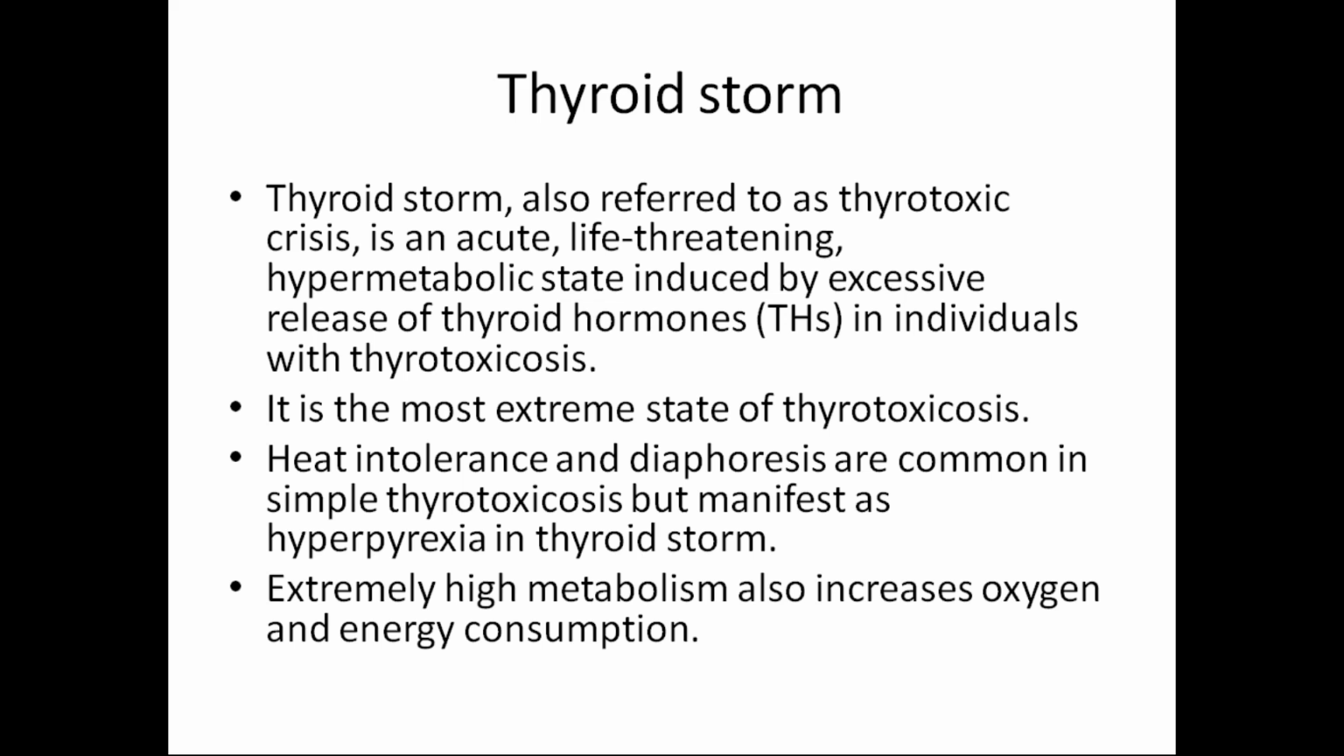Whatever signs and symptoms we have seen in thyrotoxicosis, we'll see them in extremes. There will be heat intolerance and diaphoresis. It is common in thyrotoxicosis, but the heat intolerance will manifest as hyperpyrexia in the thyroid storm. The temperature will go to around 106 degrees Fahrenheit, which is very dangerous. This extremely high metabolism also increases oxygen and energy consumption. When the body is unable to provide it, it causes death.